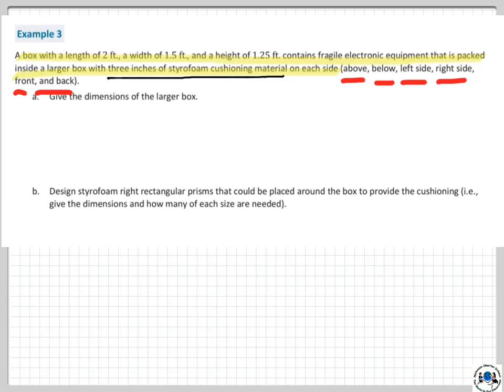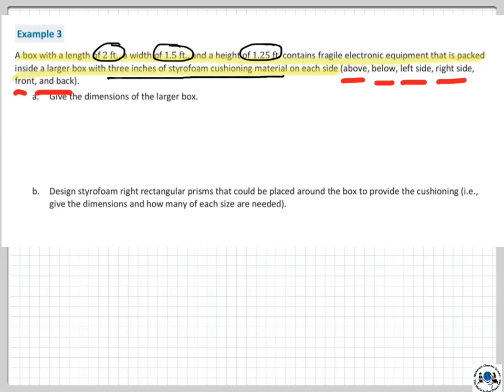Okay, so here are the smaller box dimensions. So what I want you to try, give it a try, struggle a little bit if you need to, is to use those smaller box dimensions and consider the 3 inches of styrofoam that cushions it all around. Okay, and then see if you can come up with the dimensions of the larger box. All right, may take a little work, not something you do every day. So give it a try, come back, and we'll go over it together.